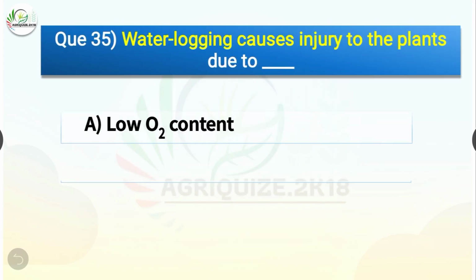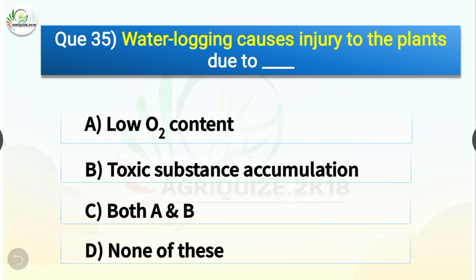Question number 35. Waterlogging causes injury to the plants due to, the options are low oxygen content, toxic substance accumulation, both A and B or none of these. The correct answer is option C, both A and B, which is low oxygen content and toxic substance accumulation. Waterlogging causes injury to the plants due to low oxygen content and toxic substance accumulation.